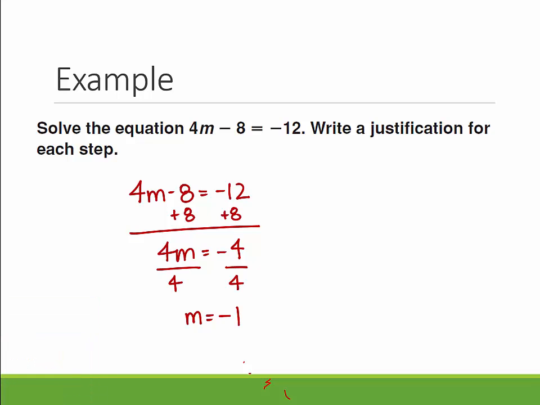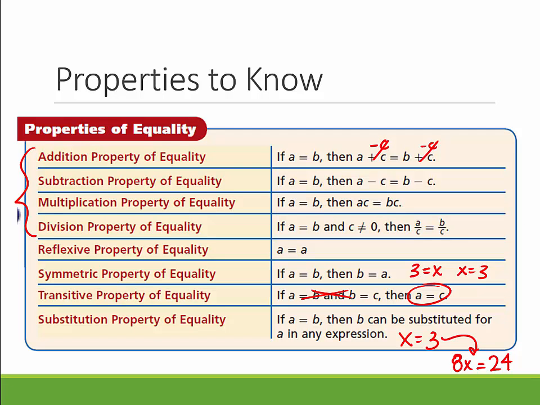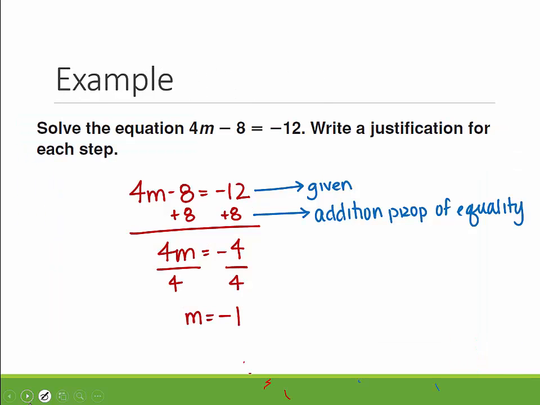So now let's think about our reasons. This right here is just our given equation. So that's what they give us. The reason that we can add 8 to both sides and still make the equal sign true is the addition property of equality. Remember back here, addition property of equality says that if I have addition on both sides, that it's exactly the same equation, that a just equals b. And then I simplified to get this step.